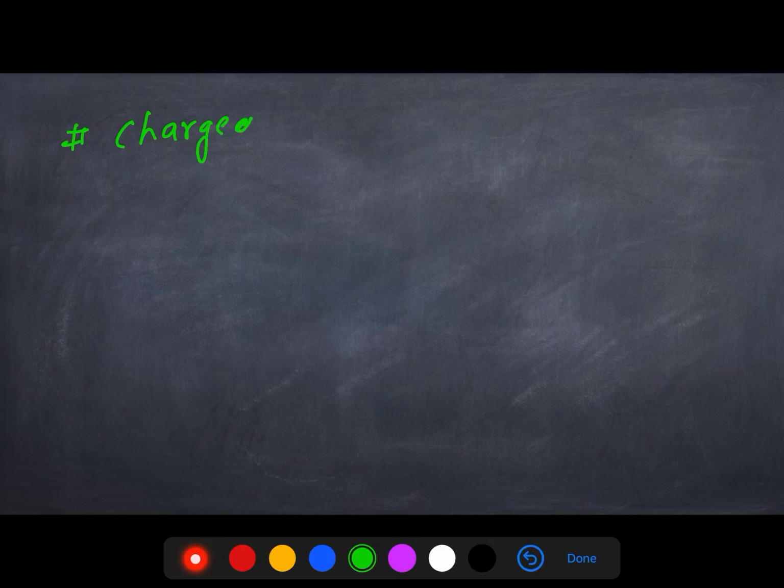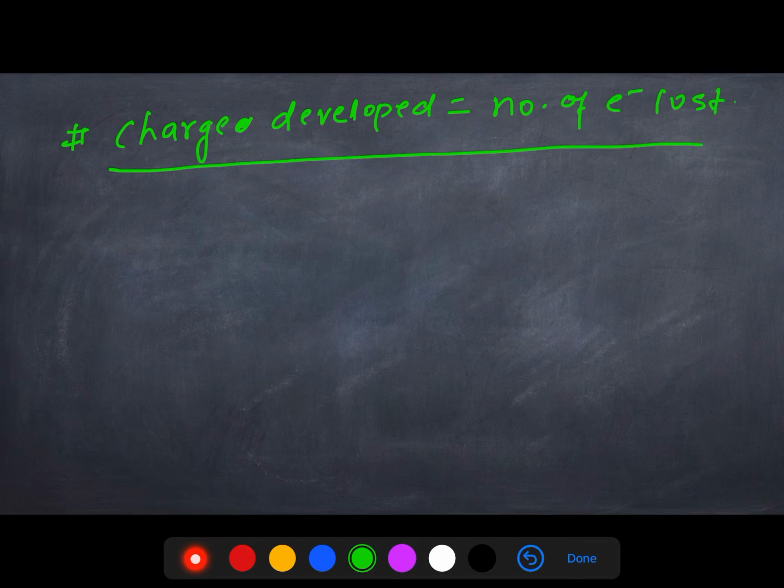So can we just say that the charge developed is equal to the number of electrons lost. We'll keep that in mind. So how do the cations form? It is formed by the loss of electrons. First thing, how much charge is developed? The charge developed is equal to the number of electrons lost.